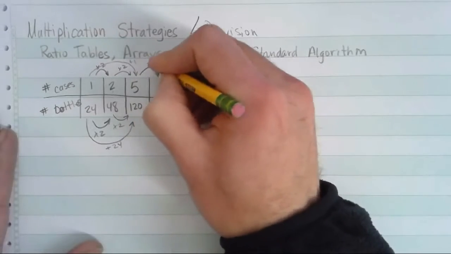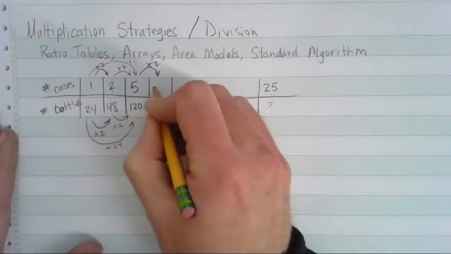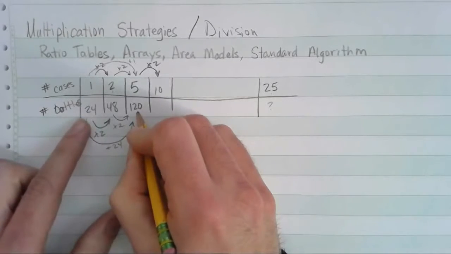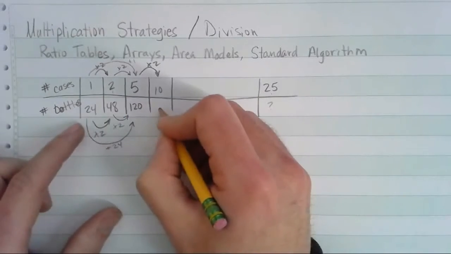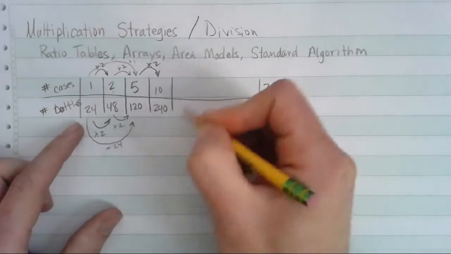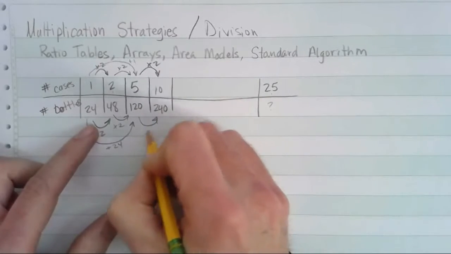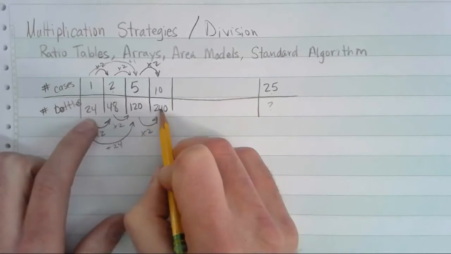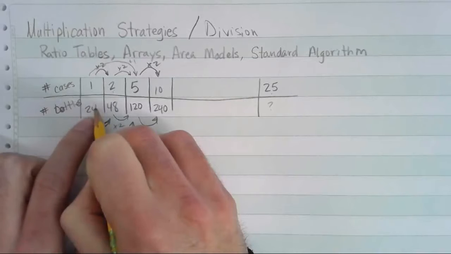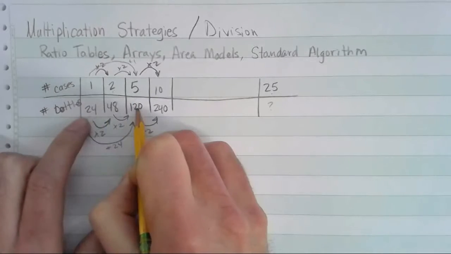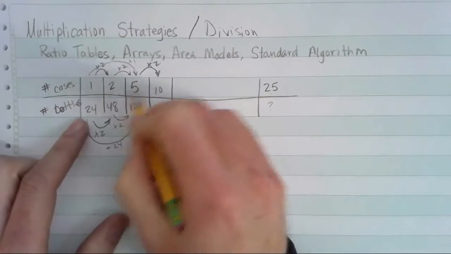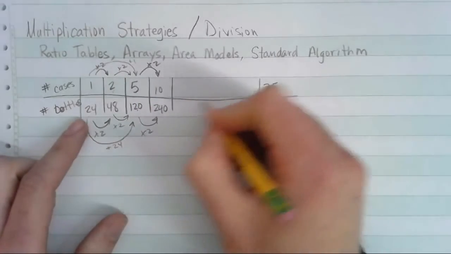So let's go ahead and double this one. 2 times 5 is 10. 2 times 120 would be 240. Double this number, double that. 10 times 24 is 240. This number always multiplies back to here. 5 times 24 is 120. 10 times 24 is 240. So we go back and forth through these constantly until we get to our answer.